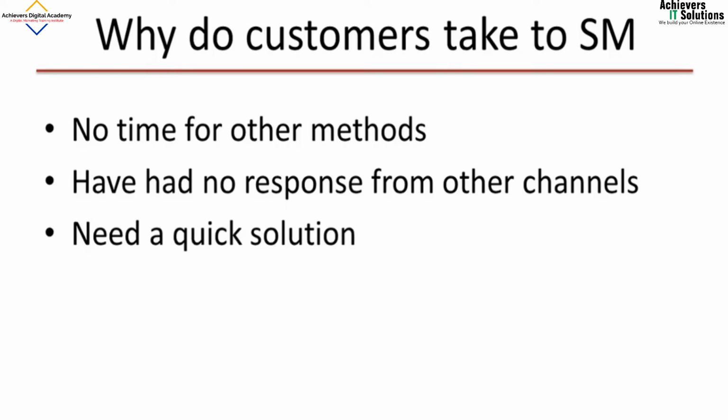Next is they want a quick solution. Since social media posts are viewable easily by other people, and if you post on Facebook, all your friends would see it. So the brand knows that any post on Facebook is going to be seen by that person's friends. Any post on Twitter is going to be seen publicly. So brands also tend to respond a little more quickly to complaints on social media, and customers who are aware of this take to social media for their complaints and feedback.